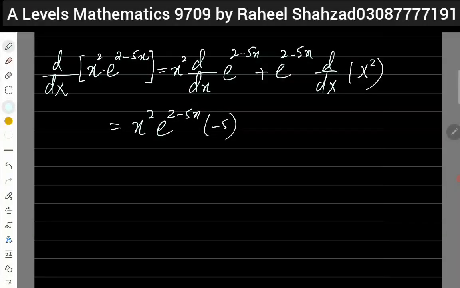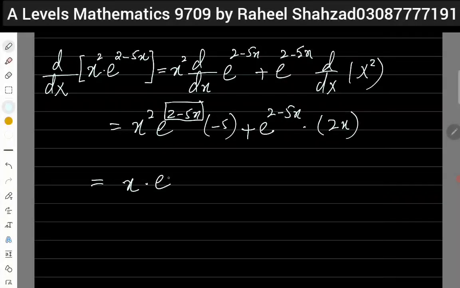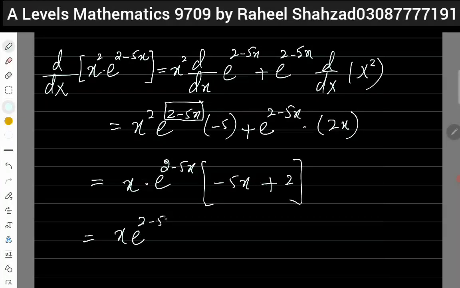I hope you remember, the derivative of e^(2 − 5x) is going to be e^(2 − 5x) into the derivative of the power, plus e^(2 − 5x) into, that becomes 2x. So what we can do is we can take x and e^(2 − 5x) as common, and we are left with −5x + 2. Or you can rearrange it in the form x e^(2 − 5x) into (2 − 5x), right? That is your answer.